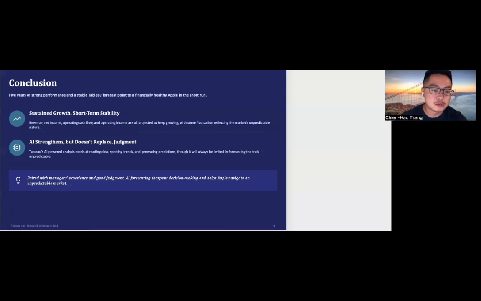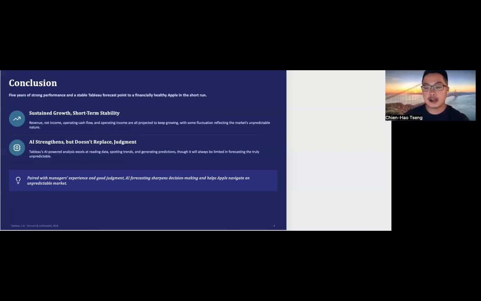This project also demonstrates how AI-powered tools like Tableau can improve budgeting and financial forecasting. By analyzing historical data and identifying trends, Tableau helps businesses make more informed decisions and predictions and helps us better prepare for future opportunities and risks. And at the same time, AI is not a replacement for human decision making. Forecasts are only as reliable as the data and the assumptions behind them, and huge events can always affect the actual results.